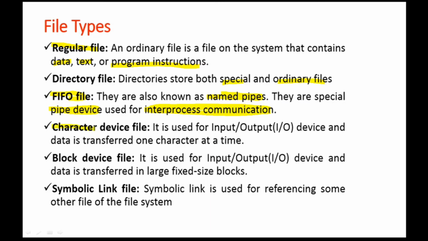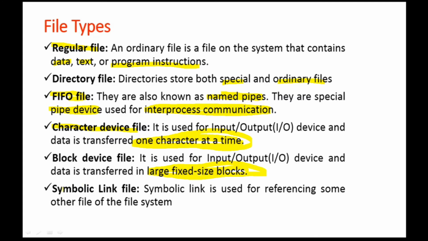Then next is the character device file. It is used for input output devices and data is transferred one character at a time. The next is block device file. It is used for input output devices and the data is transferred in large fixed size blocks. Here character and block are differentiated based on how the data will be transferred. In the first case the data will be transferred in the form of one character at a time, and in the second case the data will be transferred in fixed size blocks.